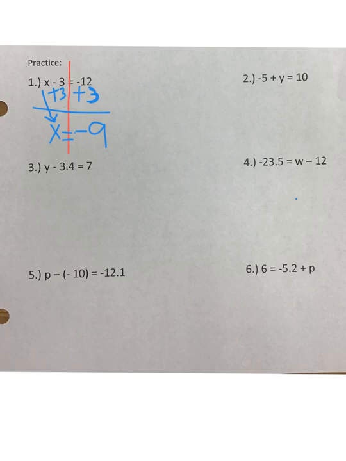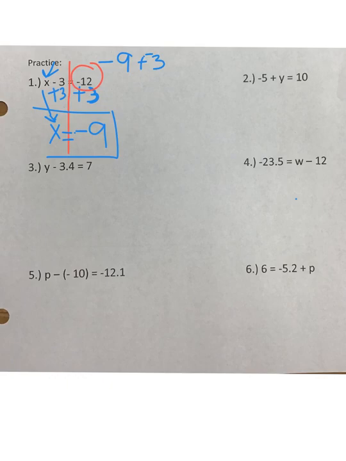x equals negative 9. Now if you go back to the original problem and plug in a negative 9 to where that x is, so negative 9 minus 3, if you do keep, change, we do get negative 12 as our solution, therefore we did it correctly. So x equals negative 9 is the answer for the first one.